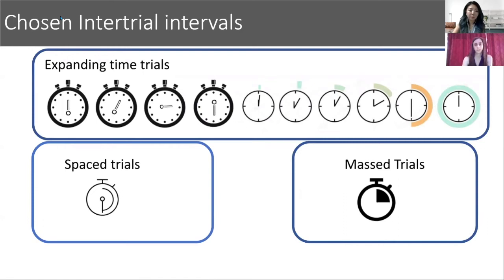So, the different intertrial intervals for each procedure. In expanding time trials, it's 0 seconds, 5 seconds, 15 seconds, 30 seconds, 1 minute, 2 minutes, 5 minutes, 10 minutes, 30 minutes, and finally, the mastery criteria for expanding is an hour. For space trials, we kept it consistent at 30 seconds, and for mass trials, as it's generally taught, 3 to 5 seconds intertrial interval. For both mass and space trials, the mastery criteria is 80% across 3 consecutive sessions.